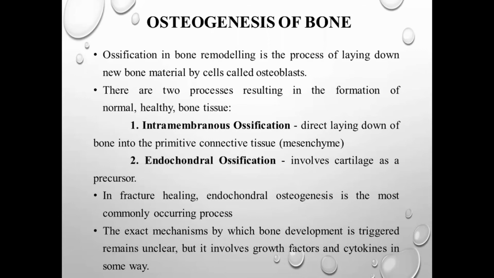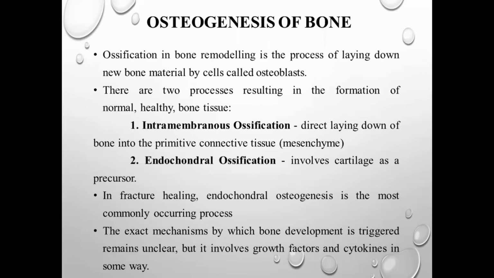We call it osteogenesis. The process of formation of bone is called osteogenesis, and the formation of the bone we call ossification of the bone and remodeling of the bone. Ossification in bone remodeling is the process of laying down new bone material by cells called osteoblasts. I think now you can easily understand. You can remember that diagram. Osteoblast, don't confuse with osteoclast. Osteoblast plays a major role in ossification by laying down new bone material.